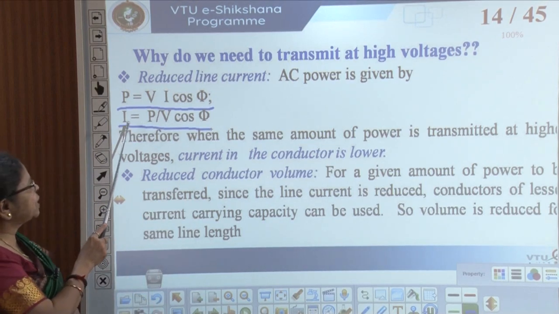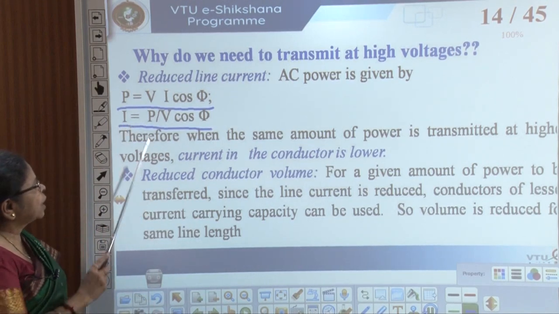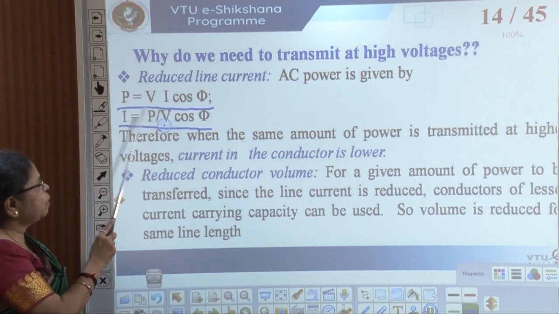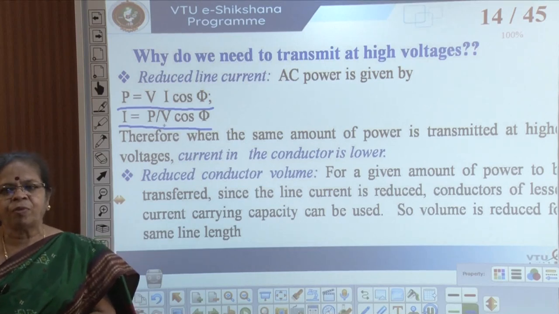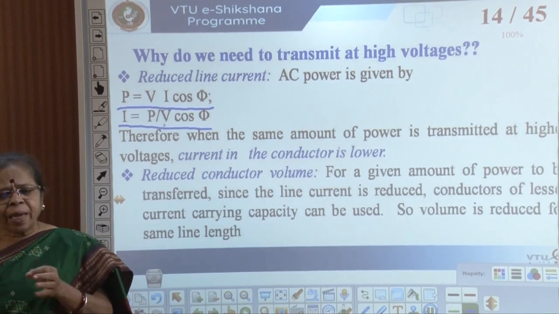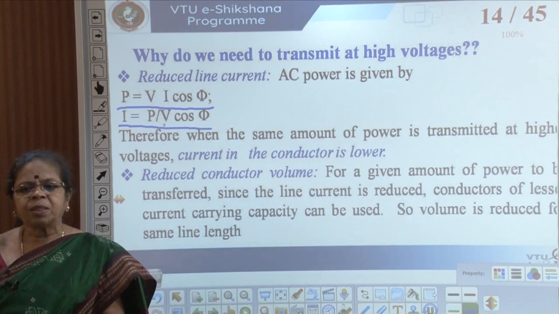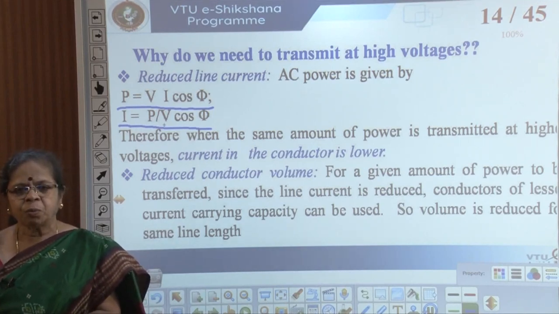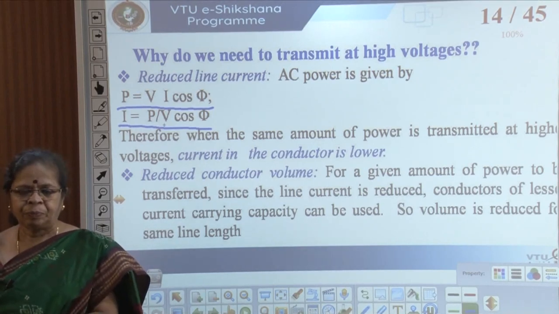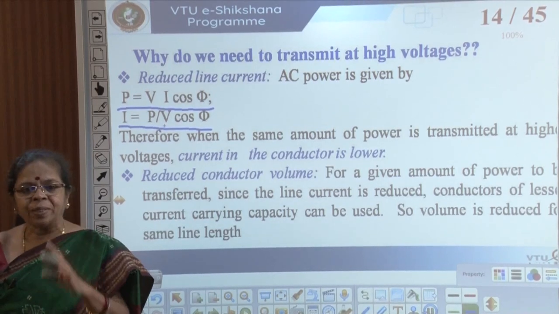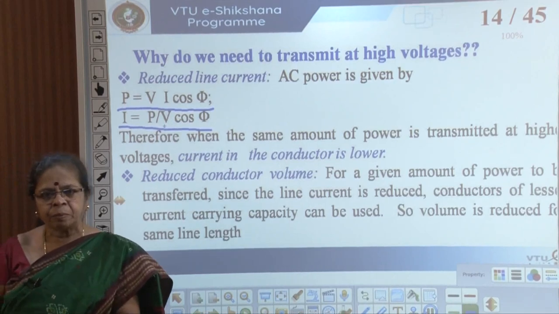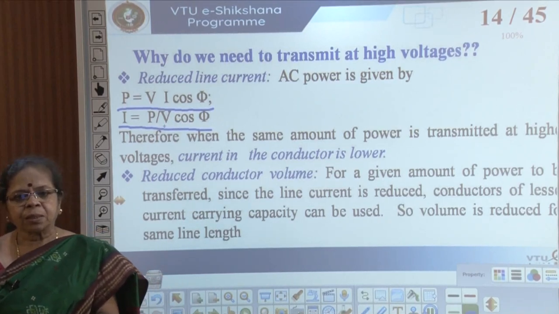And therefore, you can see from the second equation that for the same power with higher voltages, the current will be lesser. This is a very important factor. So, the same amount of power can be transmitted at high voltages with lesser current. Okay? So, immediately, what are all the consequences? This is the primary effect. What are all the consequences?